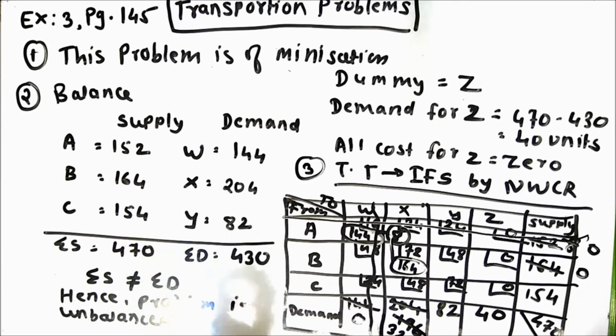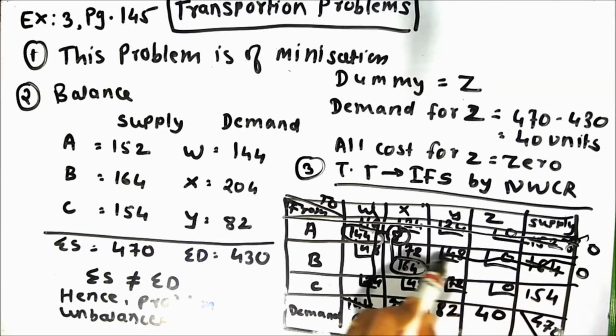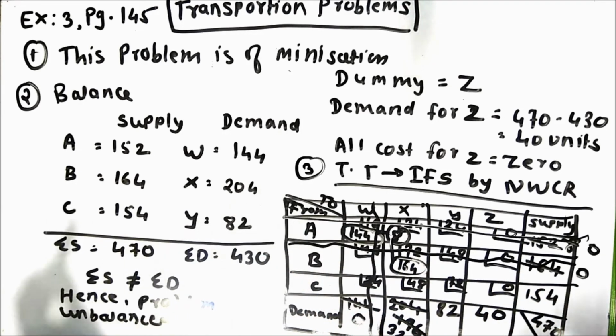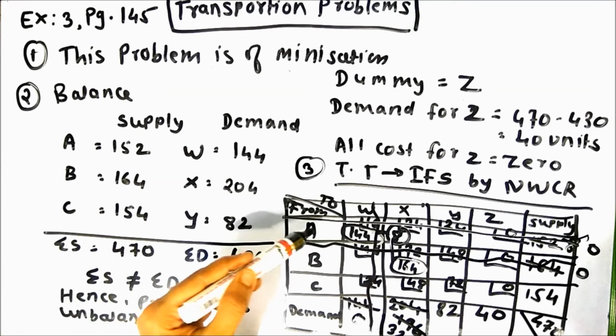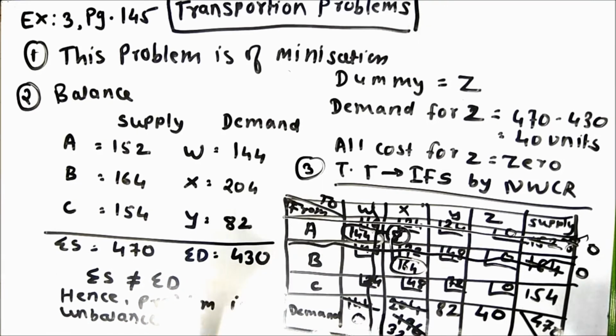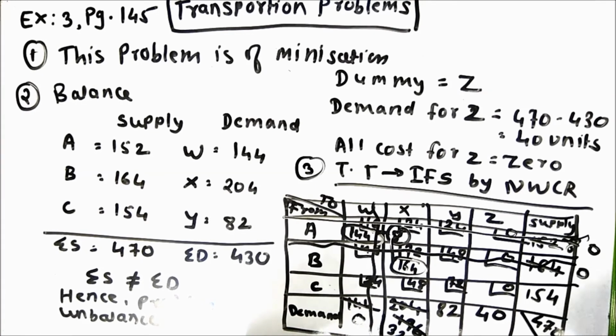Okay. Now B has become 0. So B will get cancelled because supply of B is 0 now. So there is no need to give further allocation on B. So B will also get cancelled. So here we can see A, B and W is cancelled. Now our left allocation is over.